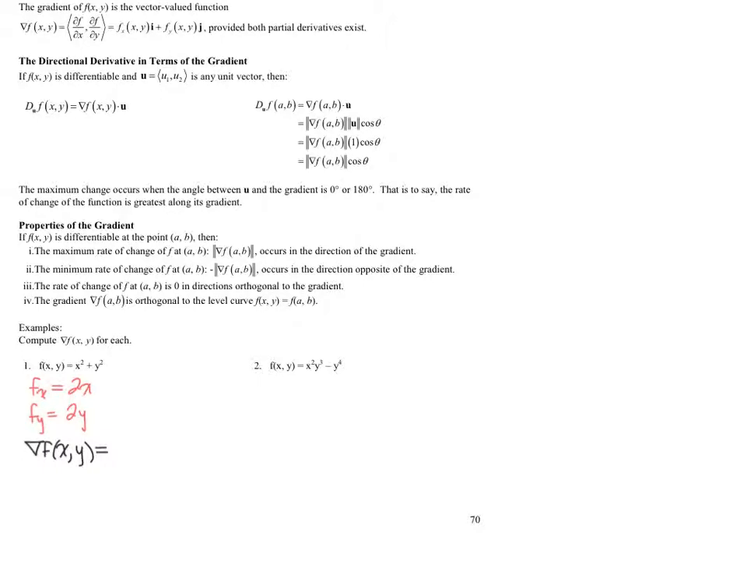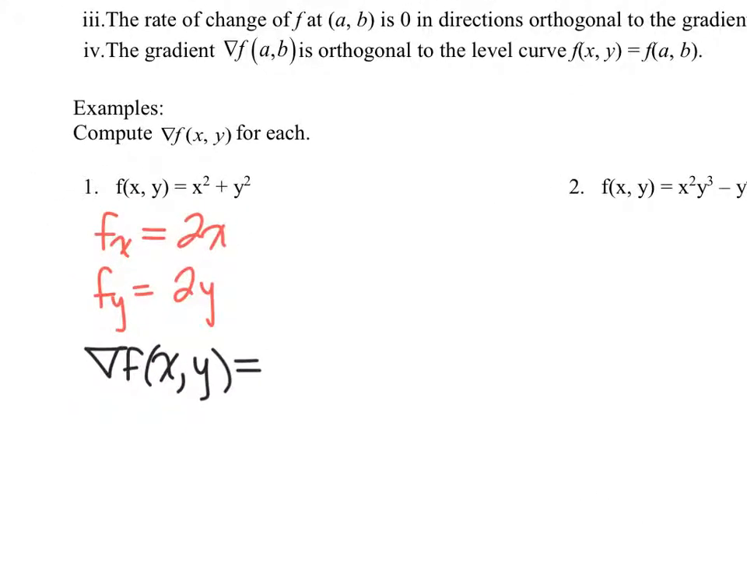If you look at what we're doing here, it's really just partial with respect to x, partial with respect to y. Put it all together, and you have your gradient. So 2x plus 2y. Del. It's del. Del, yeah, for short.